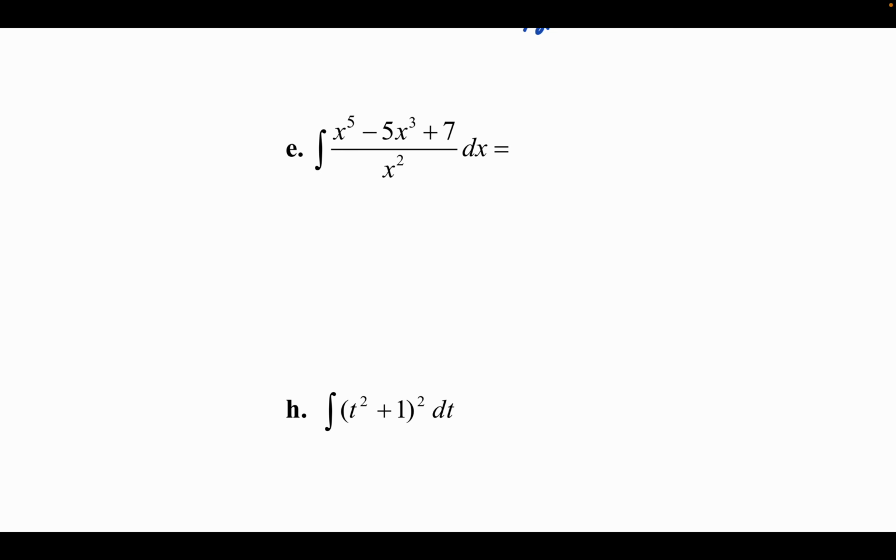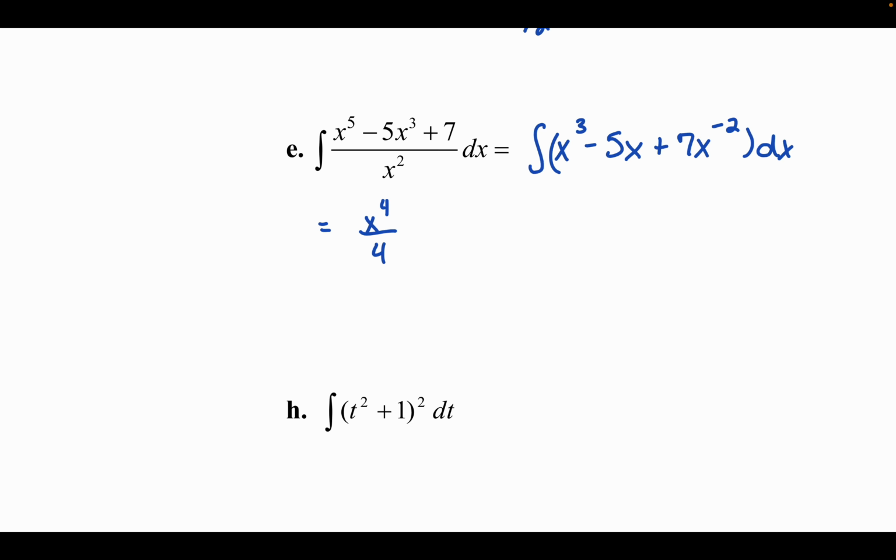So I'll end up doing a similar thing here. I'm going to separate all of this out. This will be x to the 3rd minus 5x, and then I'll write this as 7x to the negative 2. And then I will integrate, or take the antiderivative of, each one. This will be x to the 4th. Add that exponent 1, divide by the same exponent.